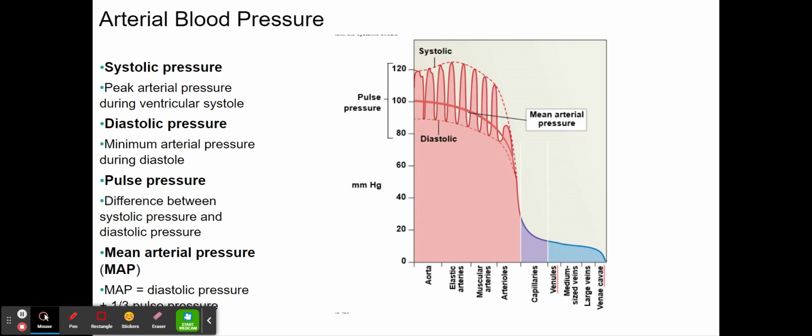Arterial blood pressure is important because it maintains blood flow through the capillary beds. To do this, it must always be high enough to overcome the peripheral resistance.